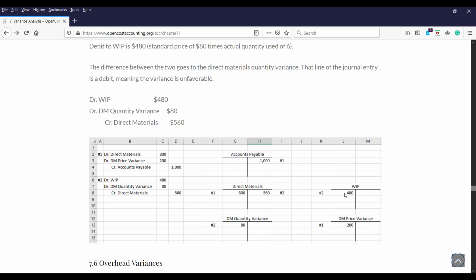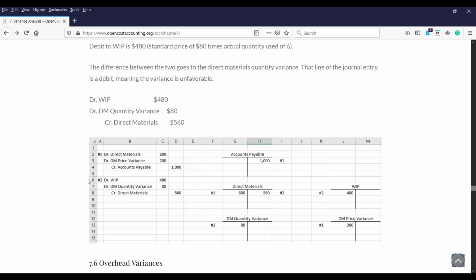WIP is at full standard, $480, and we have our variance accounts, both of them unfavorable in this case. The biggest unfavorability was our price variance because we paid $100 per unit instead of $80, and we bought 10 units. So it's a $20 price difference times 10 units equals $200. And so there are our material variances.